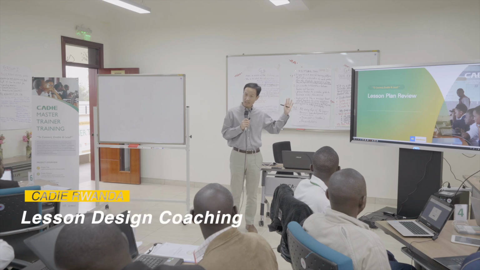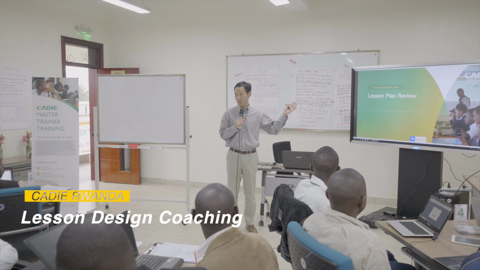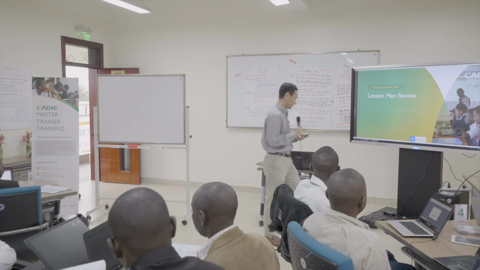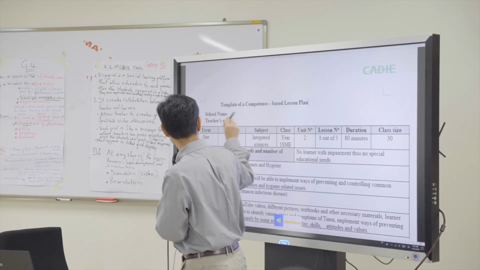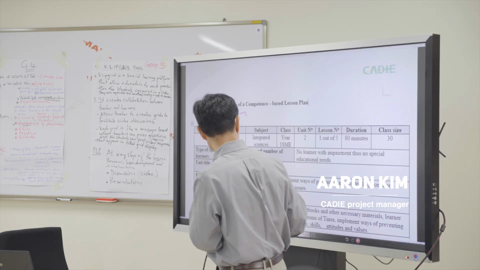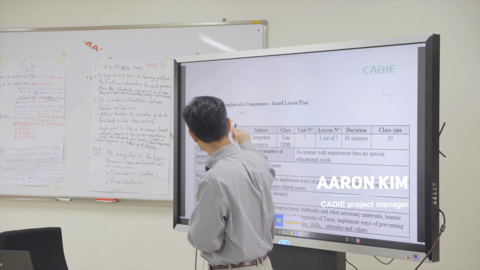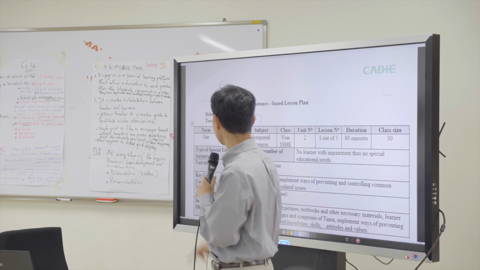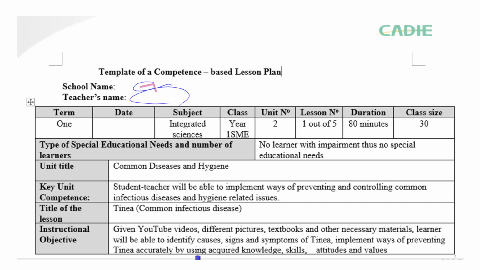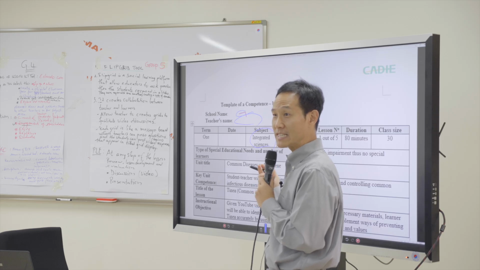So we can look at it as an example. Okay, we don't see the name. Empty. No teacher's name. Okay, but look at this. We have subject name, integrated science. The topic of this is about hygiene and common disease.